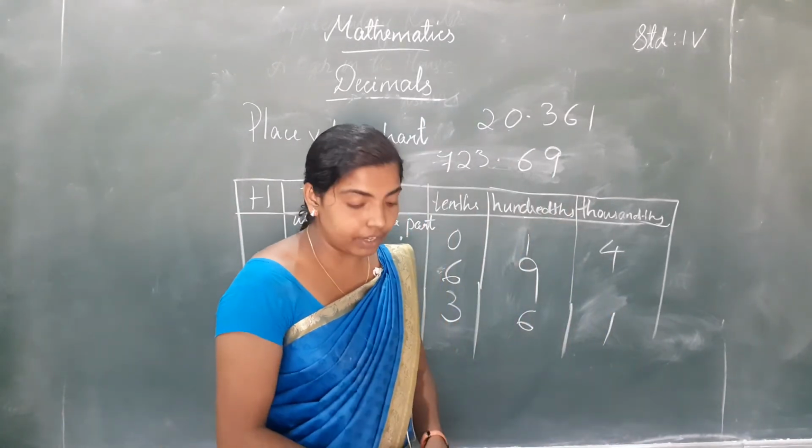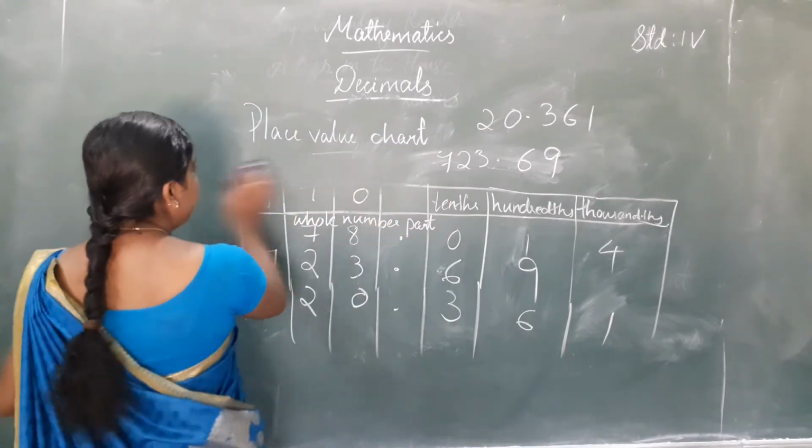Okay, now let us see how we can write the place value of each of the digits in a given decimal number.